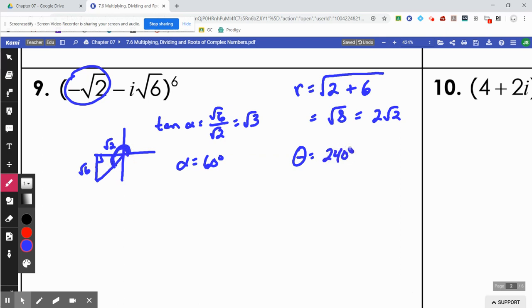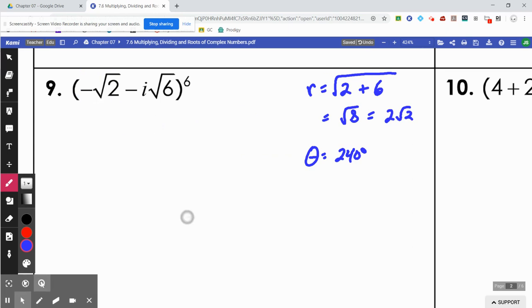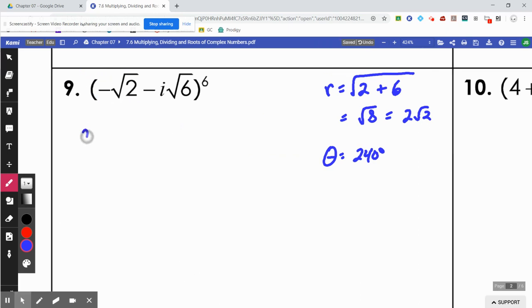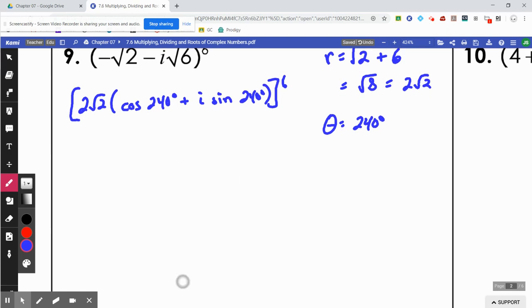That's a 240-degree angle. So therefore, this turns into r times the cosine of theta plus i sine of theta. And we want to raise that to the 6th power. So the way we're going to do that is we're going to take 2 root 2 and raise it to the 6th. We're going to take all of our angles and multiply them by 6. So that'd be the cosine of 1440 plus i sine of 1440.